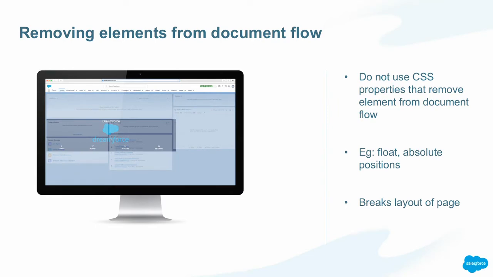Now, the next is removing elements from the document flow, and this is probably one of the most important ones. You want to stay away from rules such as floats and position absolutes. And the reason for this is it removes these elements from the flow of the document. And that is bad because that might mean that these elements either overlap other components, or they cause other components that are below your component to flow up and either overlap your component or get overlapped. Again, results in a broken layout and your page looks less than ideal.